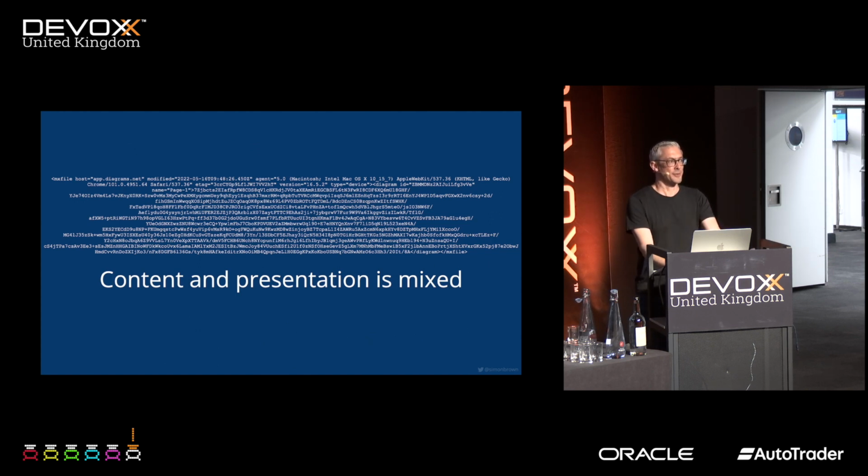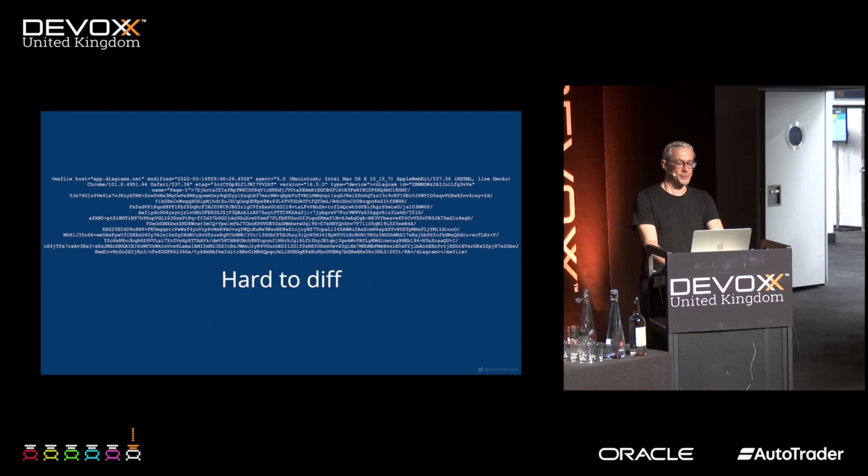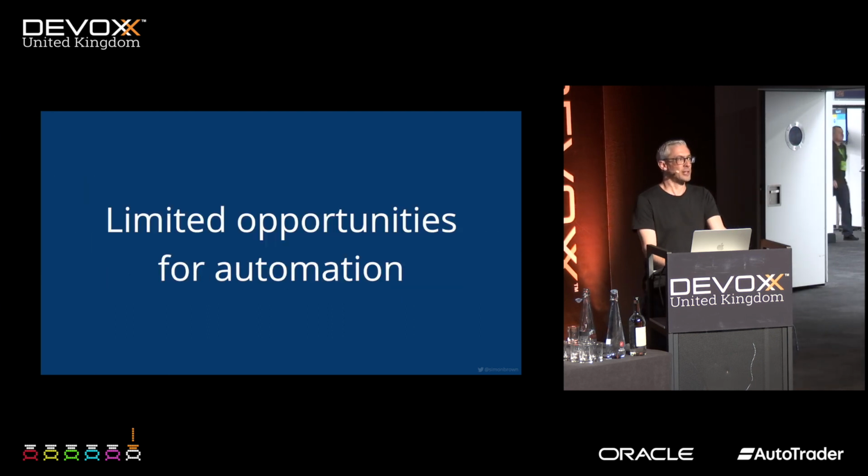This is pretty evident. If you try and dump these things out to text files to put them into Git, you'll find the content and presentation is mixed. You change the color of a box and you get a completely different XML file. And that's also hard to diff, of course. And you can't automate these tools. So that's why I don't recommend general purpose diagramming tools.